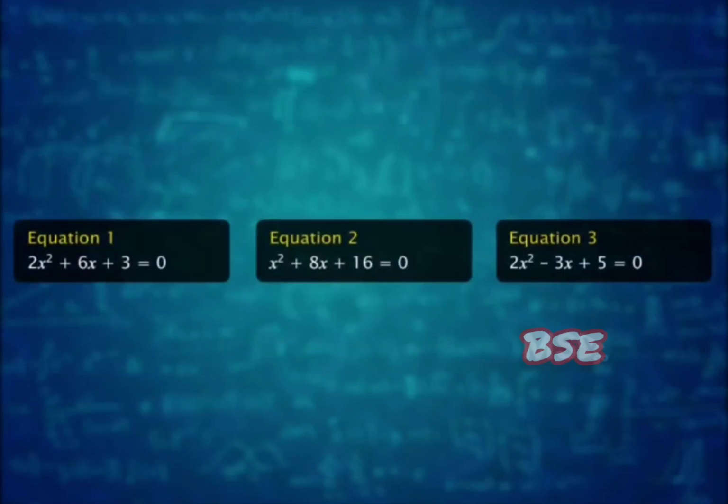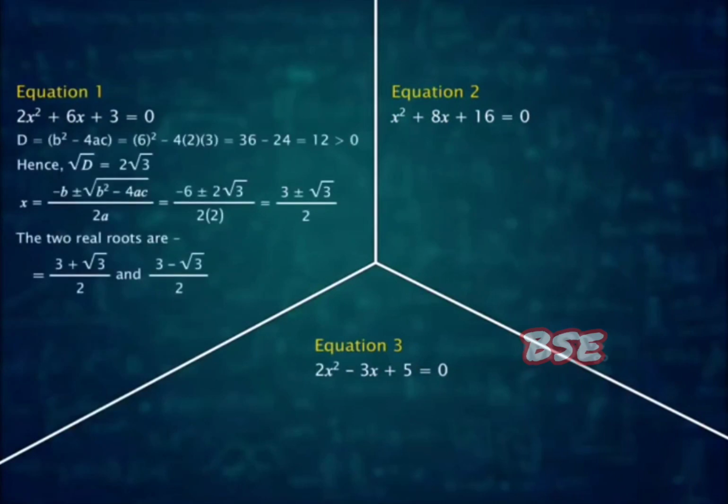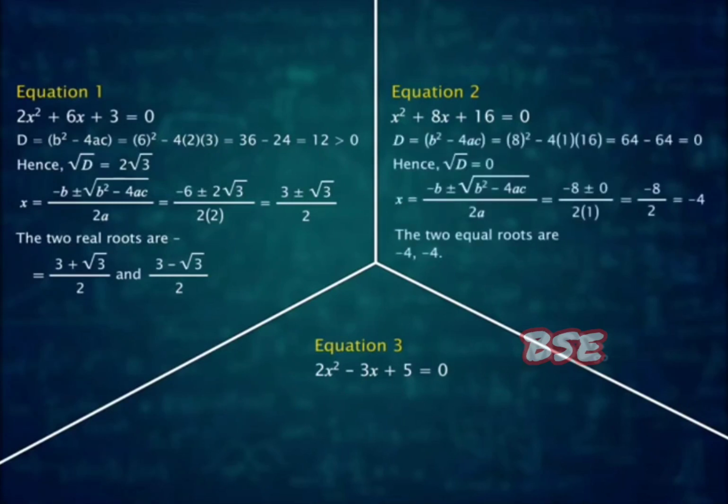Consider three quadratic equations. In the first equation, the discriminant is greater than 0. Hence, by applying the quadratic formula, we get real roots of the first quadratic equation. Let's consider the second quadratic equation. It has the discriminant equal to 0. Now, using the quadratic formula, we get two equal roots of the quadratic equation.